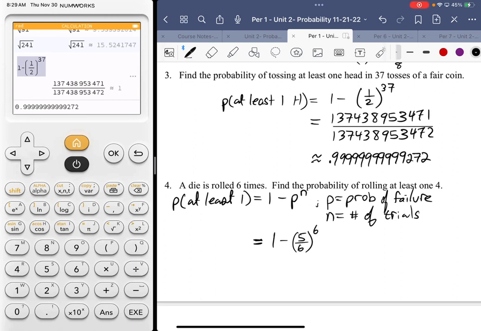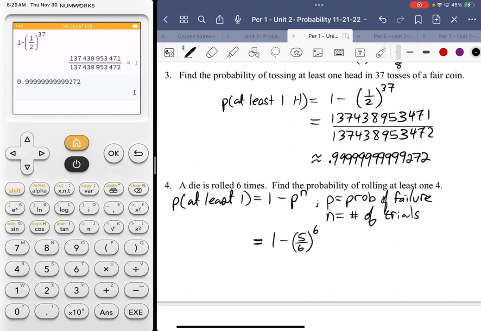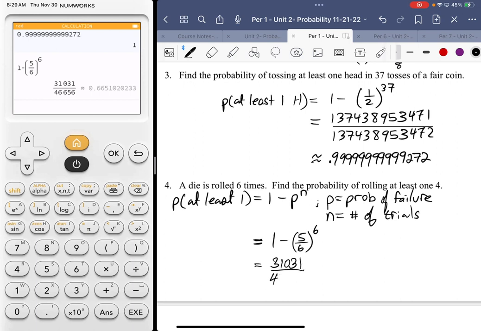So it's another one of those cases where we're going to pop it in the calculator, see what comes out, and then make a decision on how we want to write our answer. The power of 6 isn't terribly large, though, so I think we're going to be all right. Yeah, so here it gives us 31,031 over 46656, which is about 0.665.